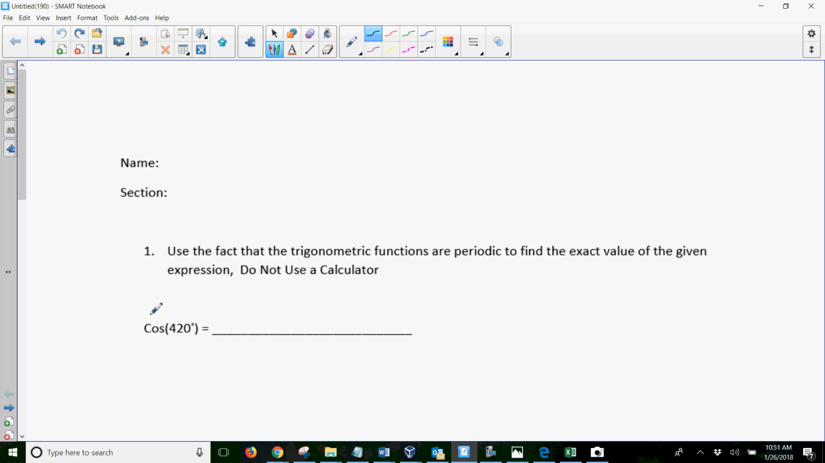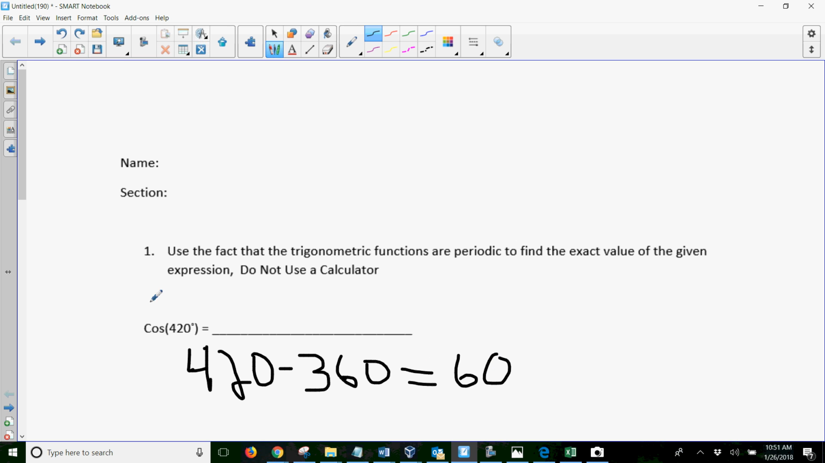So remembering that the period of cosine is 2 pi, which is 360 degrees, we could take 420 and subtract a period, which is 360. And we see what you're left with is 60 degrees. So the cosine of 420 is going to be equal to the cosine of 60. And the cosine of 60, as we've shown several times in class, is going to be 1/2.